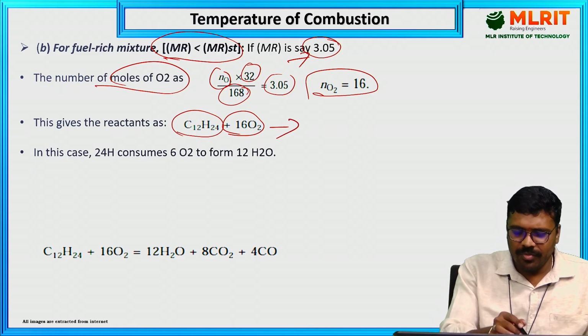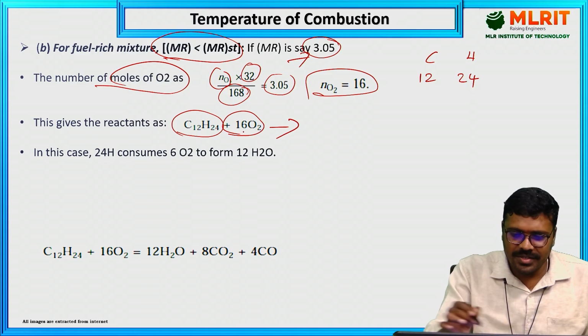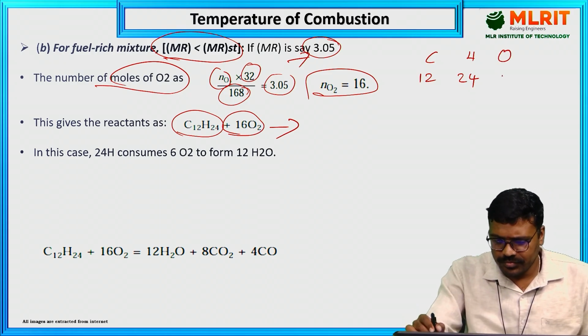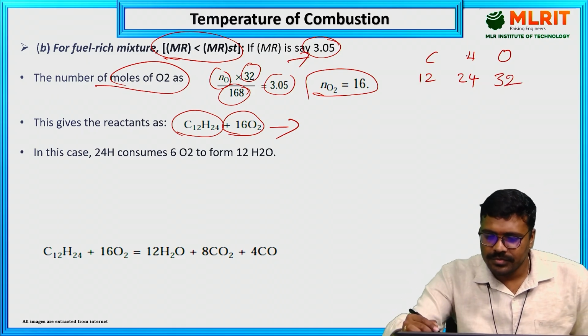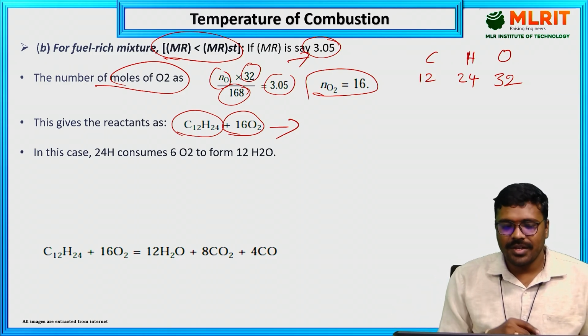How many carbon atoms are there? 12 carbon atoms. Hydrogen atoms, 24. And oxygen, how many? 16 into 2, 32 oxygen atoms are there. Hydrogen atoms are 24, carbon 12, and oxygen atoms are 32. We have to find the resultant equation.